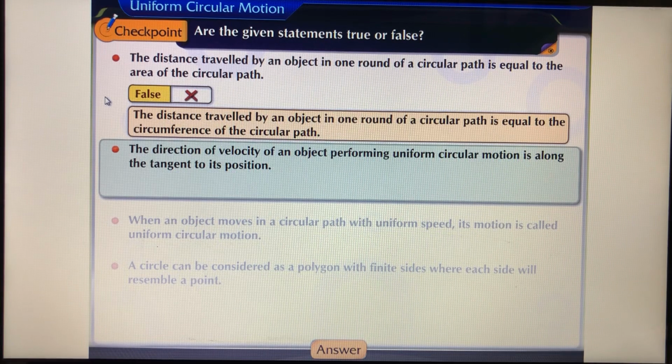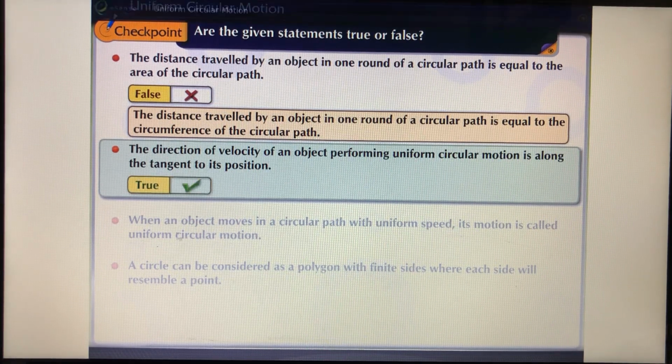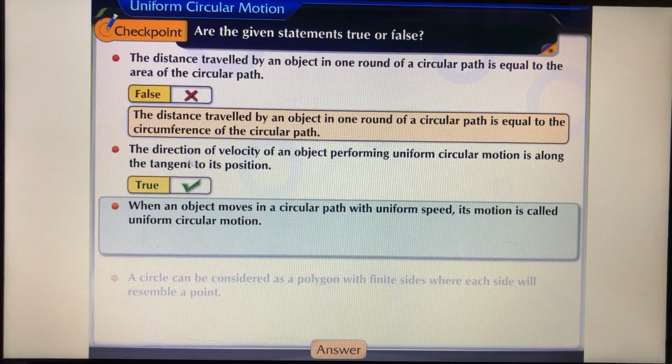Read the question properly. You know what is the answer. Of course it is tangent. Already I have explained this one, tangent.